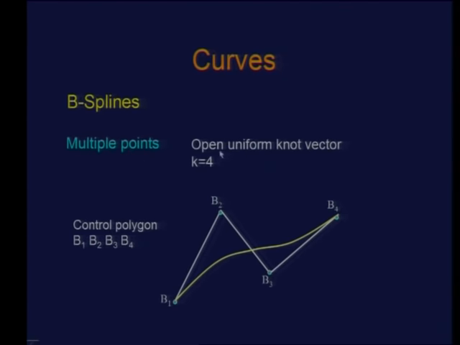Okay. So, again, if I consider the knot vector to be an open uniform knot vector, and let us say I fix the order as k is equal to 4. So, initially I have the curve here, which is again the Bezier curve specified through these control points B 1, B 2, B 3, B 4.